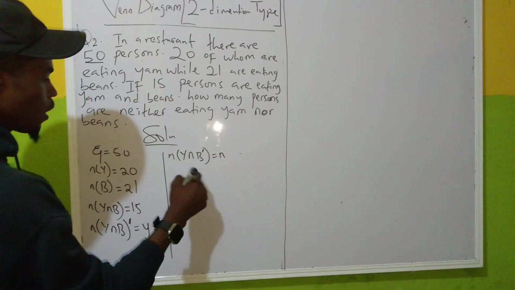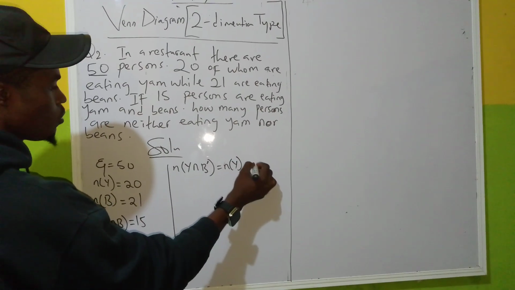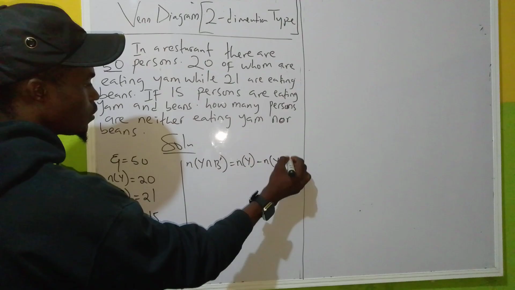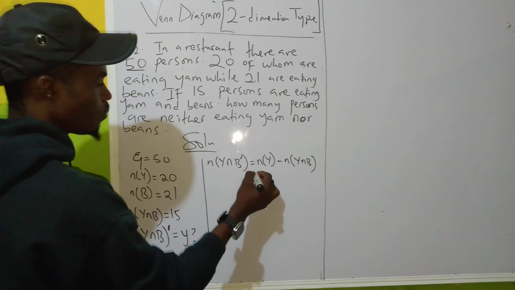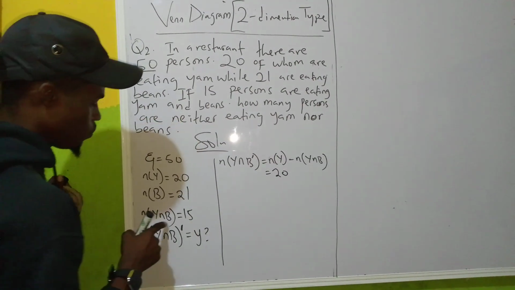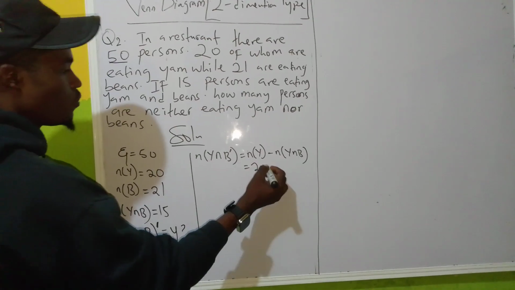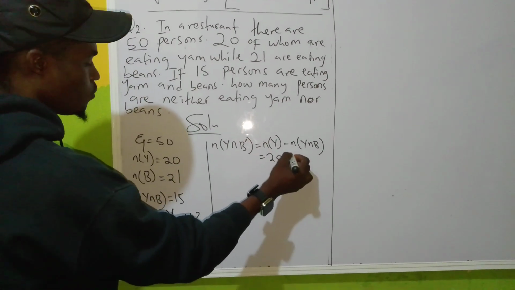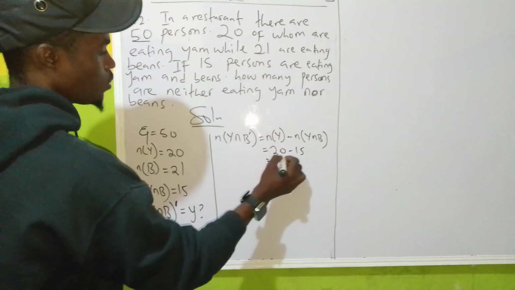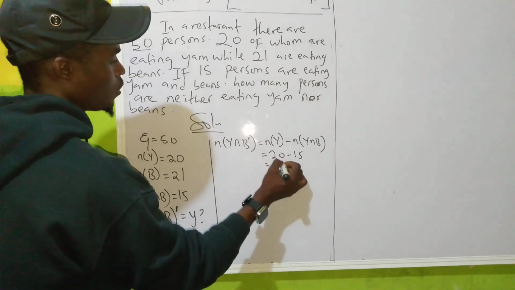So the formula goes this way: number of yam minus number of yam intersection beans gives exactly those that eat yam. What is the value they give us for yam? 20. This is where both are joining. Subtract where both are joining, 15, from the number of yam. That's 5. So it is 5 persons here.